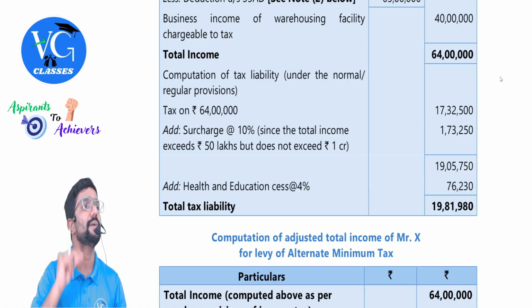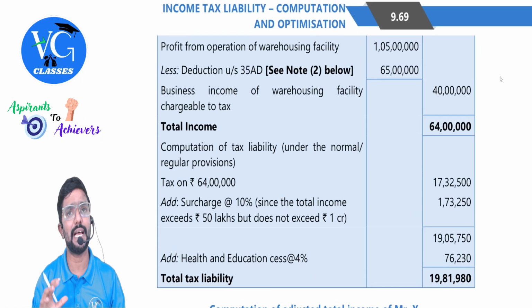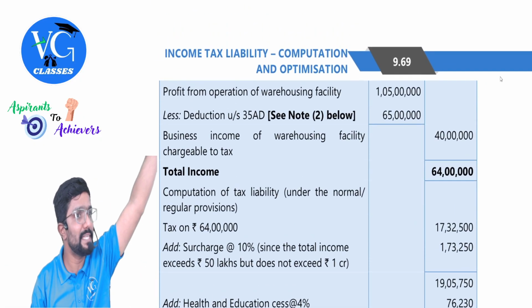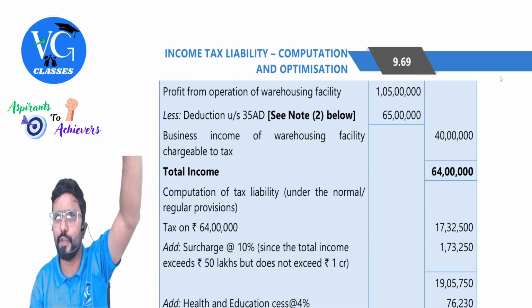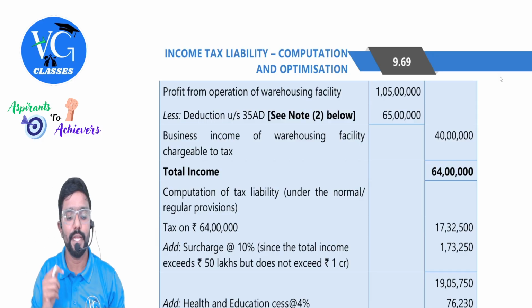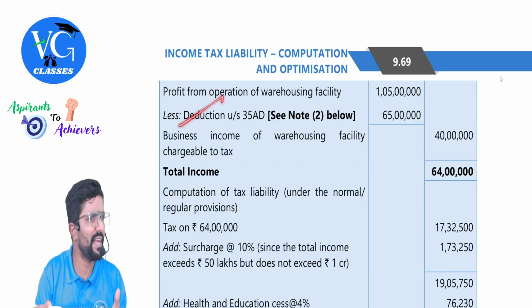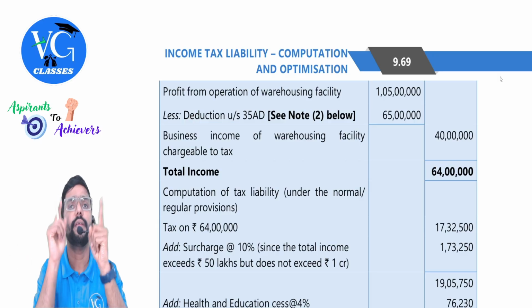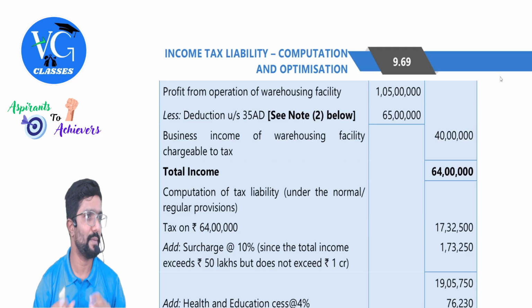But is the AMT applicable? Yes, as the assessee is other than company. For company, MAT is applicable, which is not a part of your intermediate syllabus. Yes. For any assessee other than company, if they have claimed a deduction under section 35AD or 10AA, then for them AMT is applicable. Let us apply.